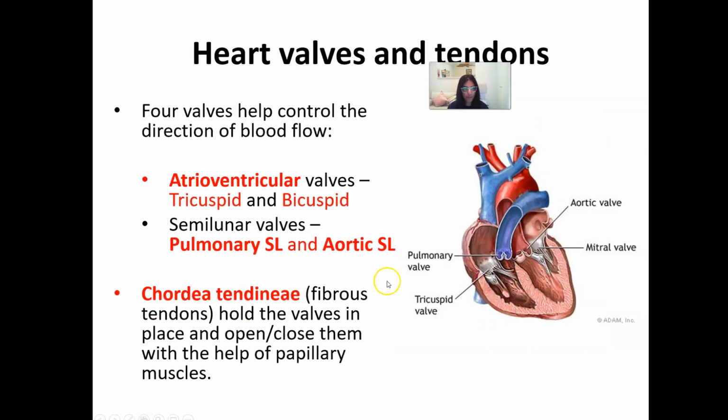So as I've mentioned before, the atrioventricular valves are properly known as the bi and tricuspid valves. And you can see that there are these heartstrings here. Now, the proper name for them is the chordae tendineae, and that just basically means fibrous tendons. And what they do is they hold the heart valves in place, and they prevent them from losing their shape. So it's a really important function.